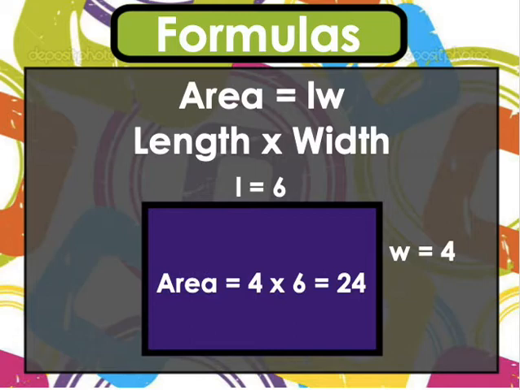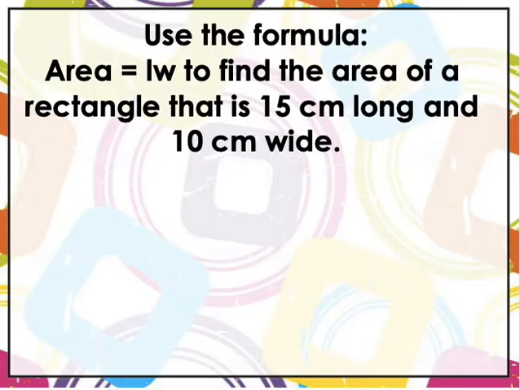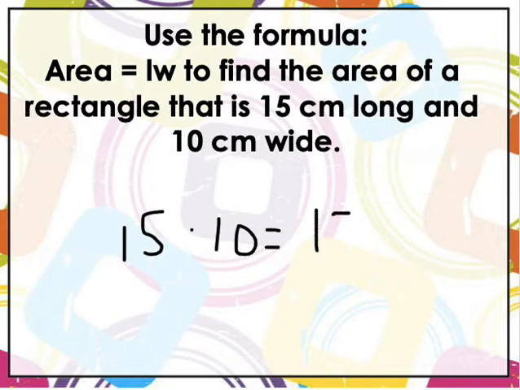Now we can also use a formula to find the area of a rectangle. The formula for the area of a rectangle is L times W, which stands for length times width. So here we would just do 6 times 4 is 24. Again, we don't have to see the rectangle to find the area. If we know that the length is 15 and the width is 10, we can simply do 15 times 10 because that's the formula, and we get 150. Now remember, when we find area, we have centimeters squared. We always have squared when we find the area.